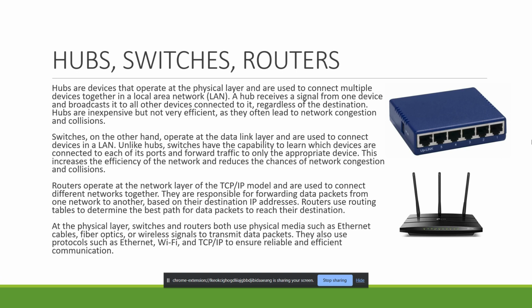Switches, on the other hand, operate at the data link layer and are used to connect devices in a LAN. So, unlike hubs, switches have the capability to learn which devices are connected to each of its ports and forward traffic to only the appropriate device. This increases the efficiency of the network and reduces the chances of network congestion and collision.